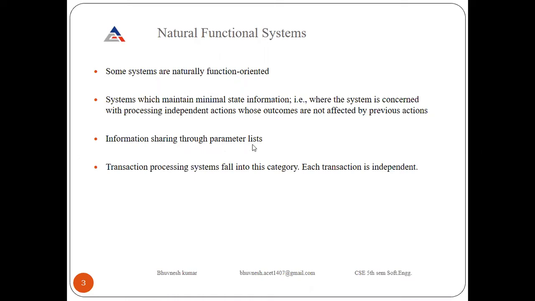Information sharing through parameter lists comes under natural function systems. Then transaction processing systems fall into this category. Your transaction projects fall into the natural function system. Each transaction is independent. If one process is not dependent on another process, it will not affect any other process. That type of project or system comes under natural function.